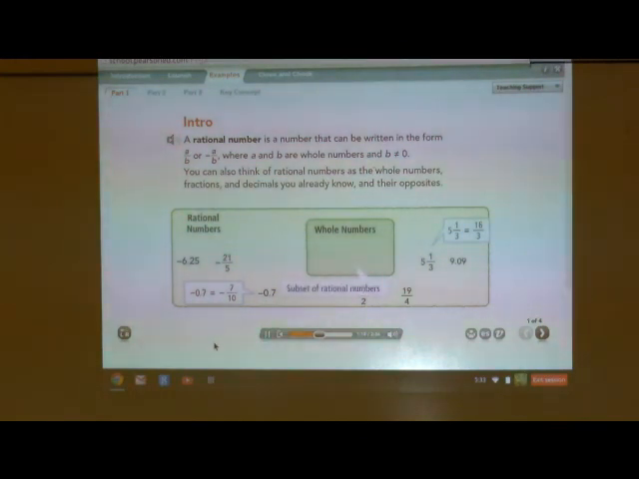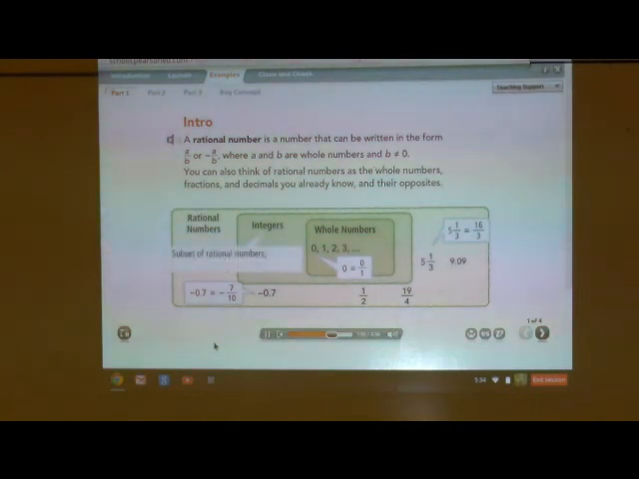Whole numbers are a subset of rational numbers. Here are some examples of whole numbers. 0. 0 can be written as 0/1, which is in the form a/b. 1, 2, 3, and so on.